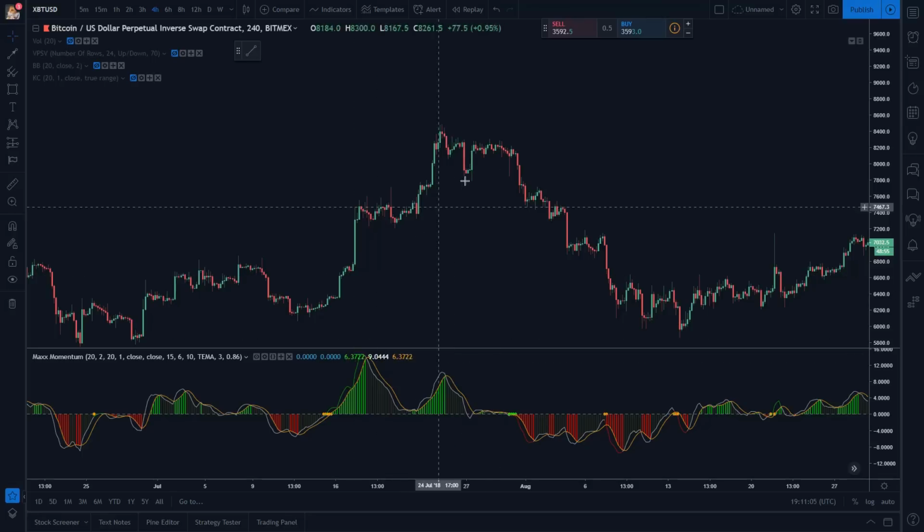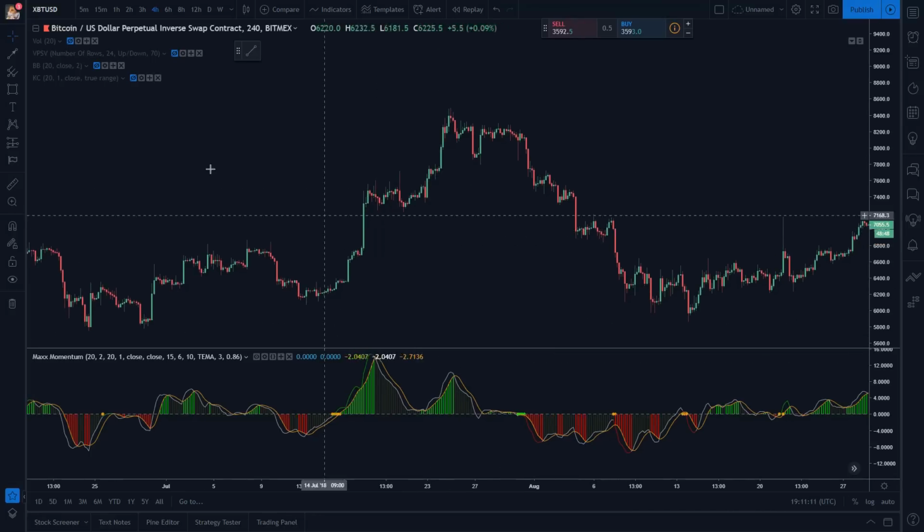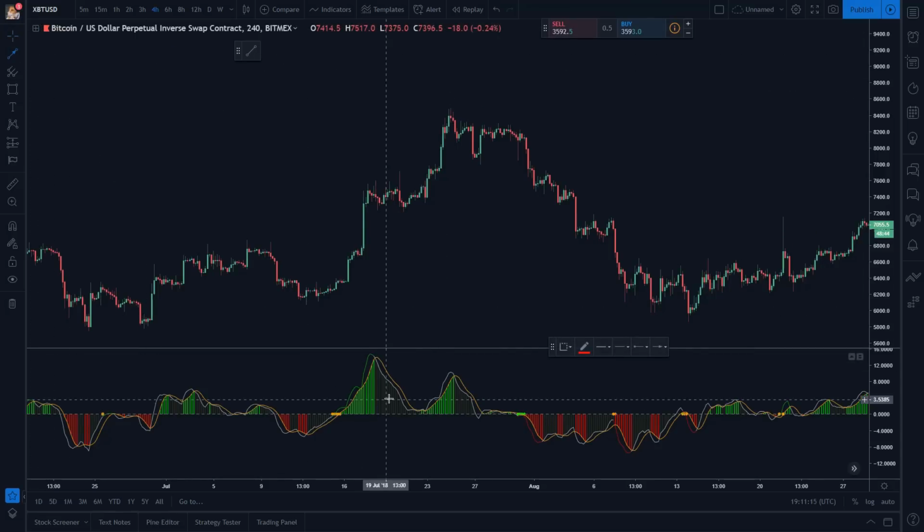Done. And now the second way I like to trade, I think probably the way I prefer, is divergences. So what is a divergence? Let's put this off quickly so I can show you.